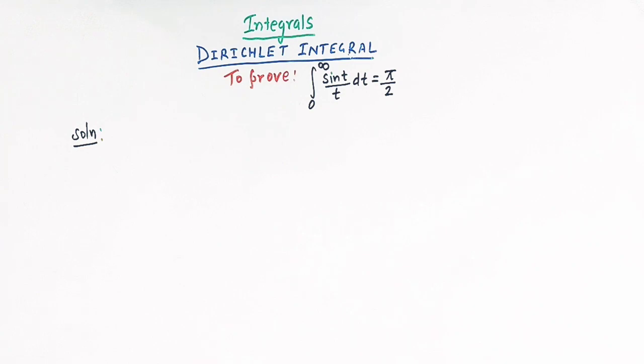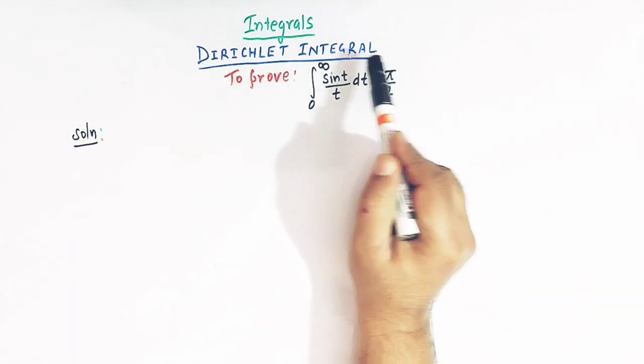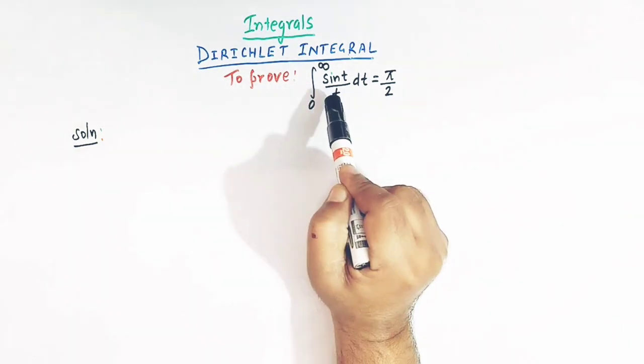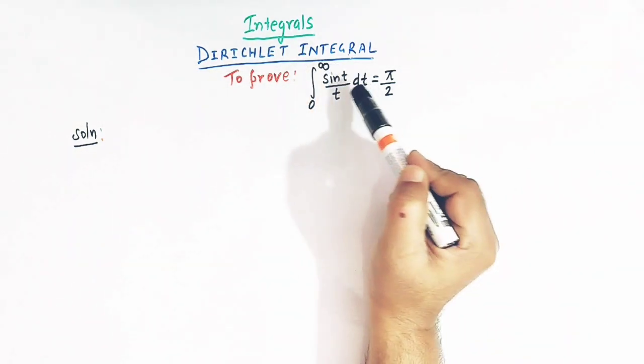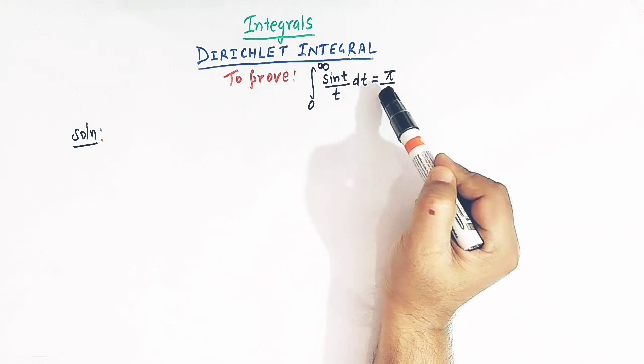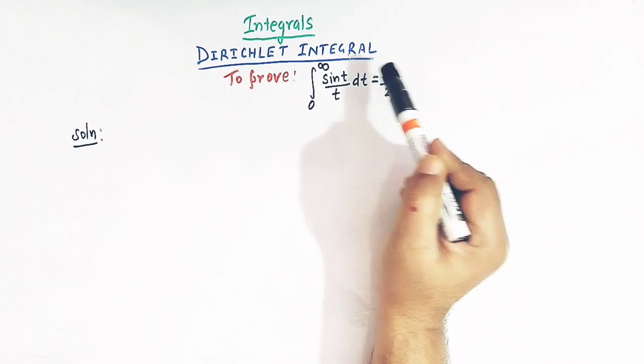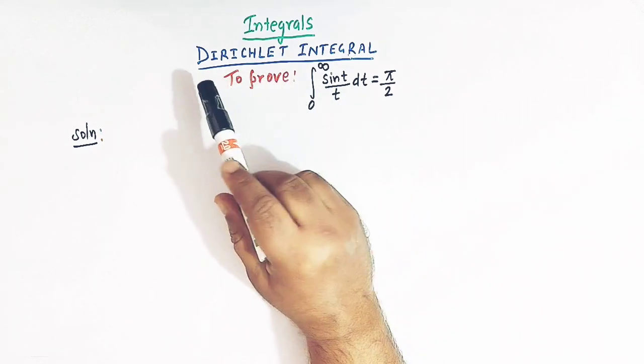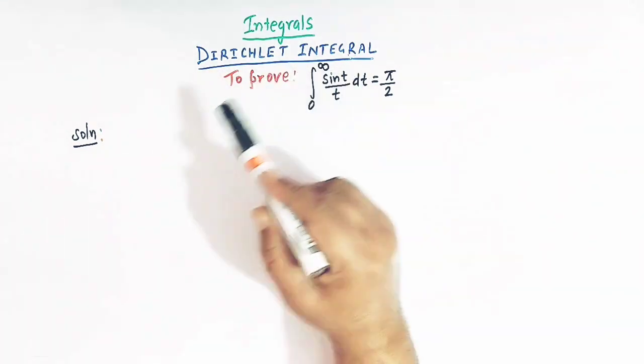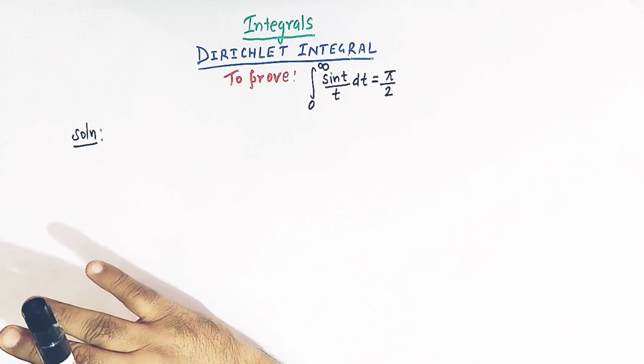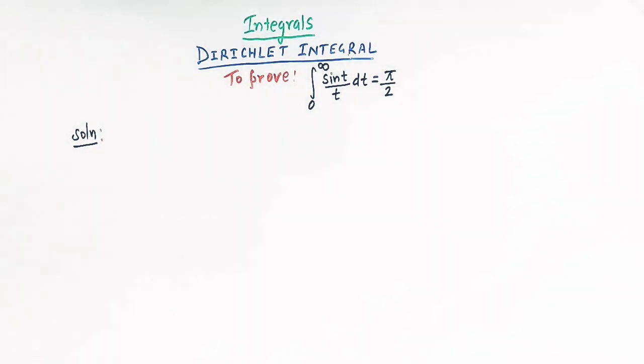Hello viewers, in today's class we are going to discuss a very important integral known as the Dirichlet integral. So in this lecture we'll prove this important integral, that is the integral from 0 to infinity of sine t over t dt is equal to pi by 2. So this integral is the famous Dirichlet integral, and here we'll solve this integral with the help of Laplace transforms. So let us start.